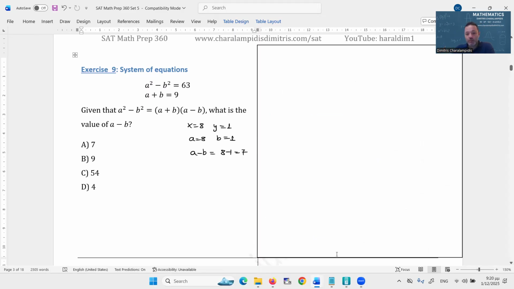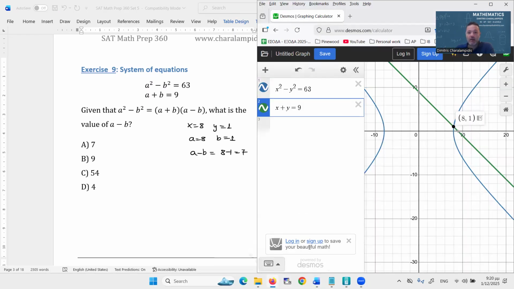So through Desmos, once again, I would have put the two equations, and then since it's a system, I would find the common point of intersection, and through its coordinates, which are in this case a and b, I would lead myself to the answer.